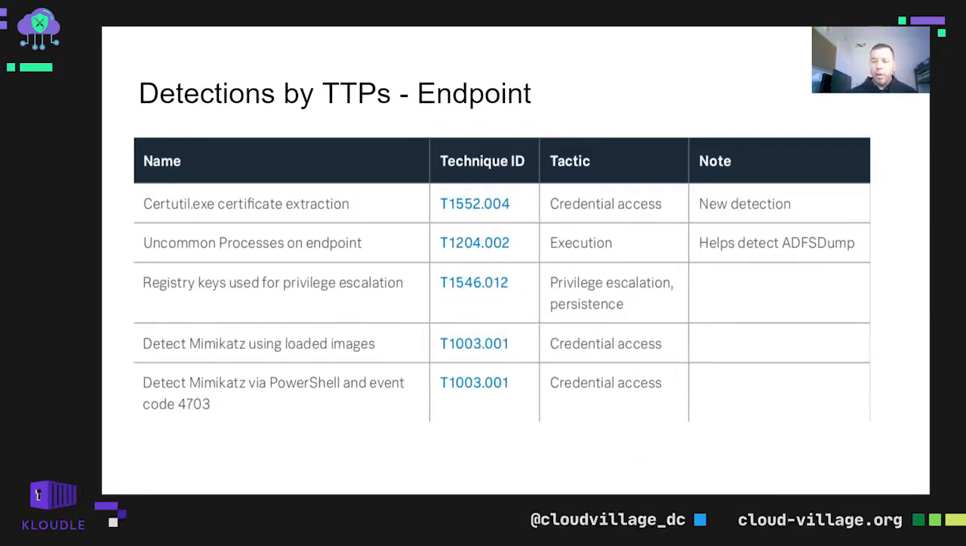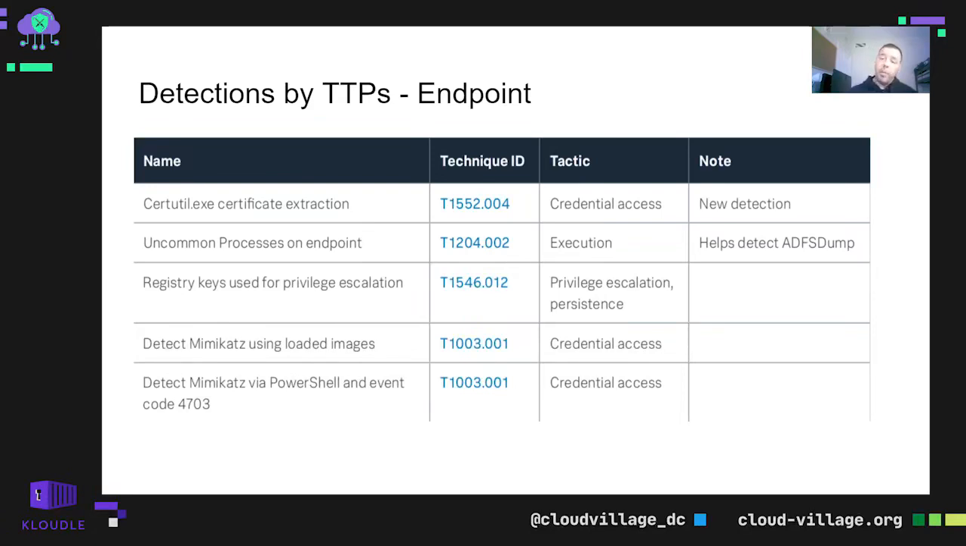Here's a breakdown of the actual detection searches that we developed with my teammates at the Splunk threat research team, and this is part of what we do. So here are some of the TTPs that we're looking at on the endpoint. For example, they use certutil.exe, which allows you to see the execution of it, which is usually very rare. This is not something that happens commonly.